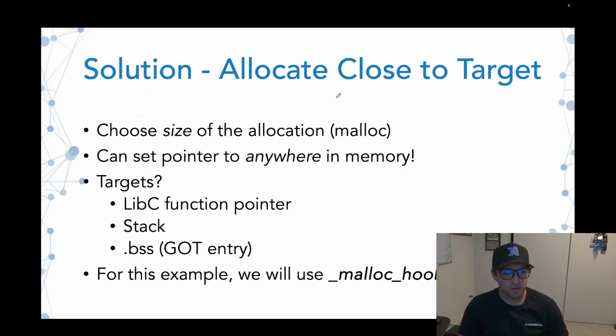So we have the location that we want to write to. We have the arbitrary size allocation. Now we just need to figure out how to actually calculate the location to the malloc hook.